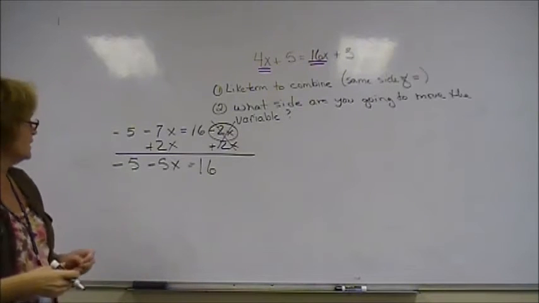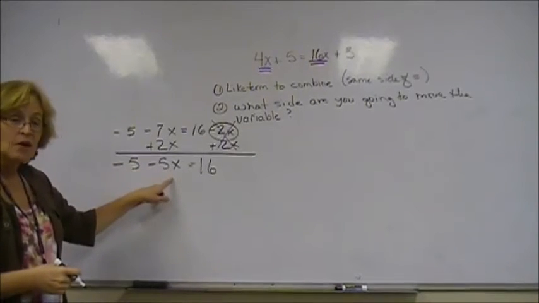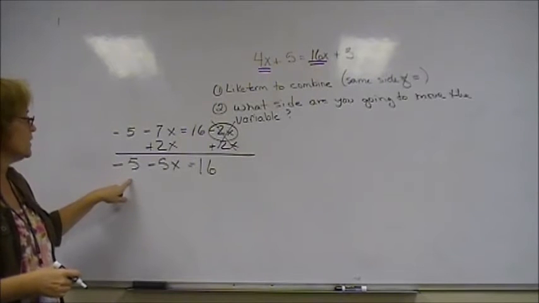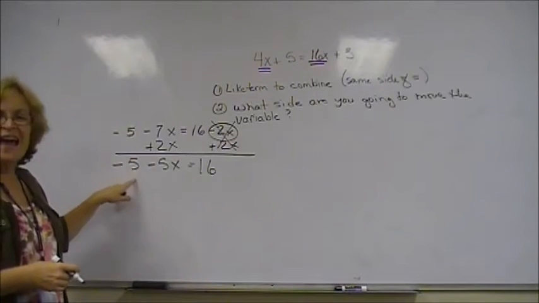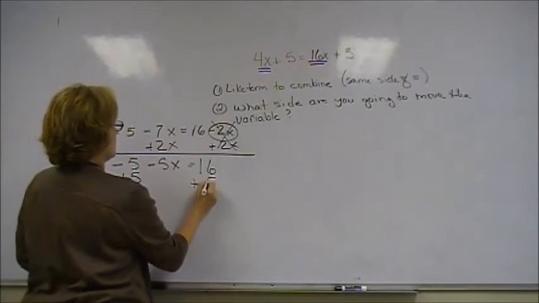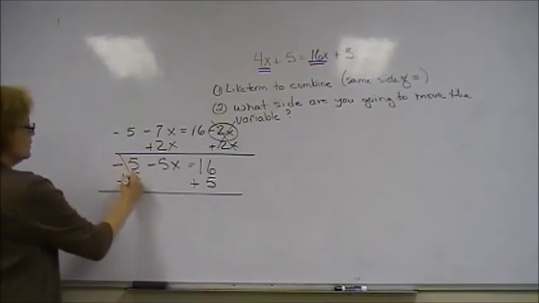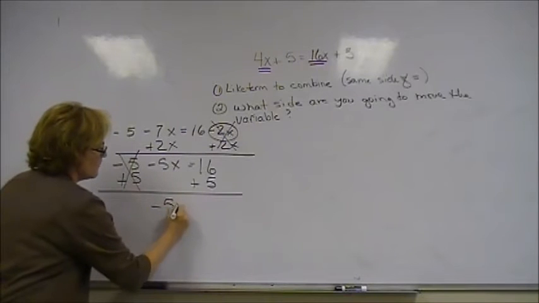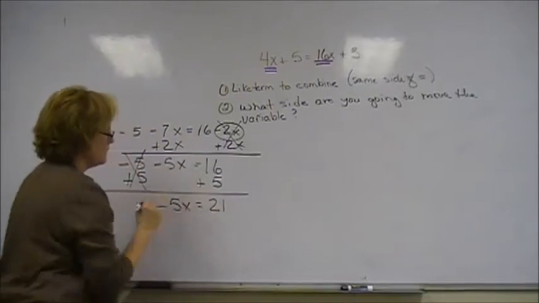Well, I'm not finished isolating my variable. I have to get rid of this number right here. So I think I'm going to add 5 to both sides. Those cancel out. That leaves me -5x is equal to 21.